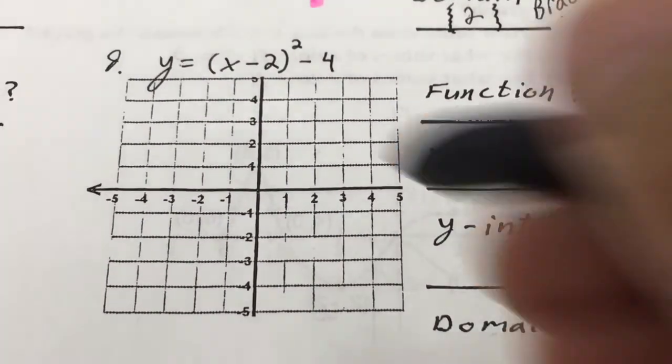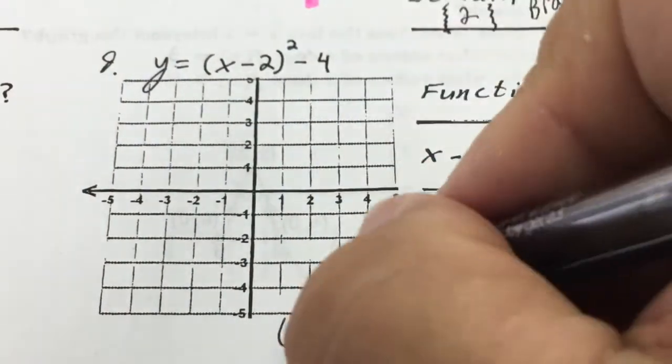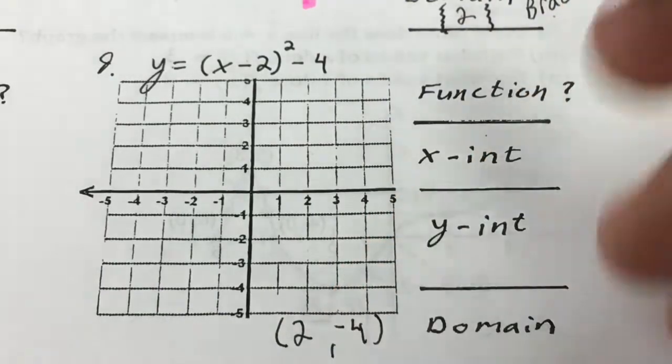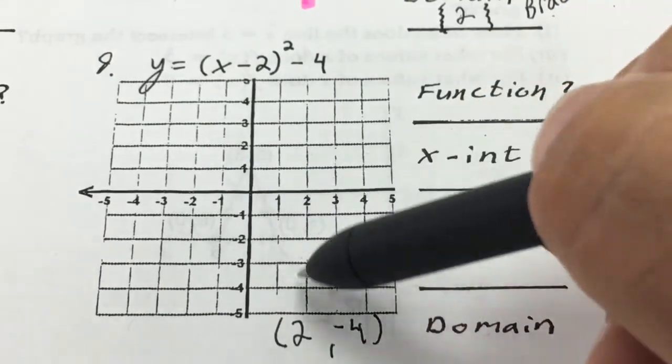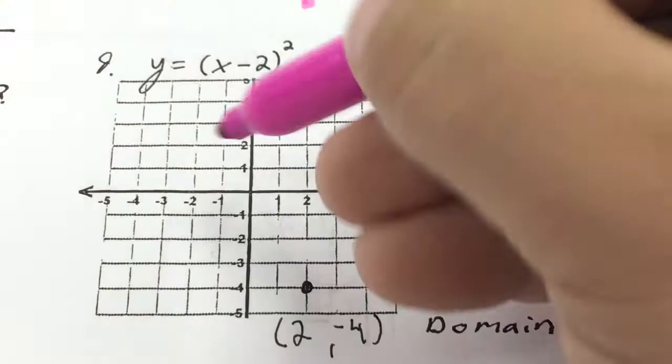A parabola. And this parabola has a vertex located at the opposite of -2, that's +2, and the same as -4, down 4. I go right 2, down 4 from the origin, and that's my vertex.